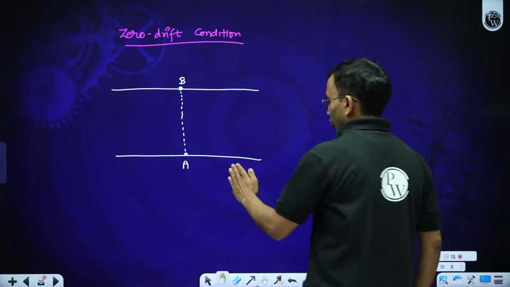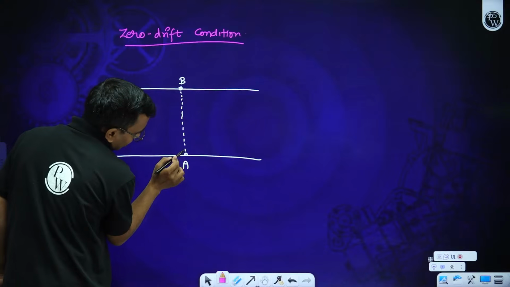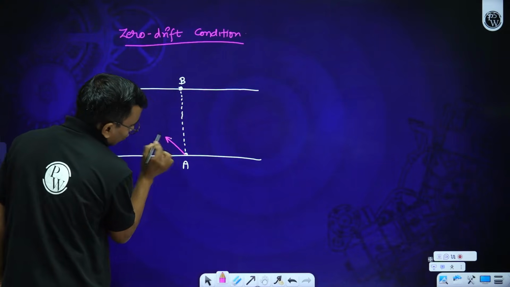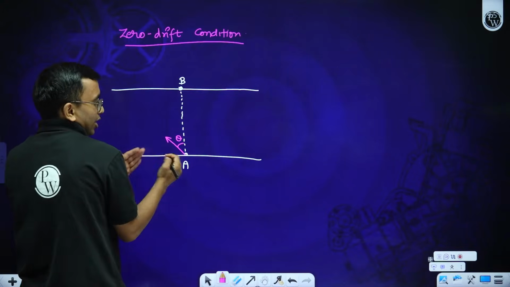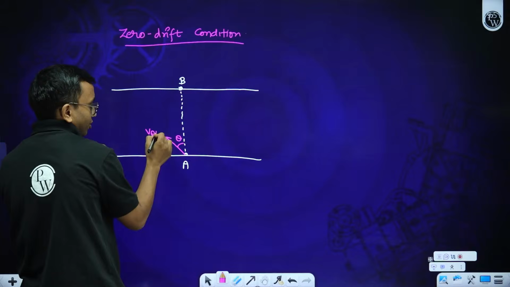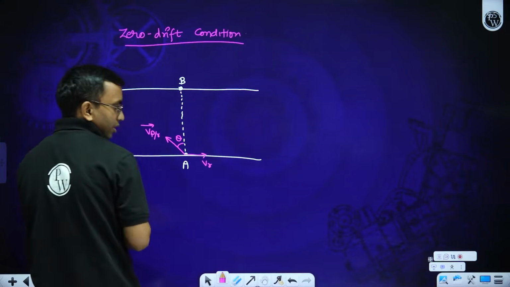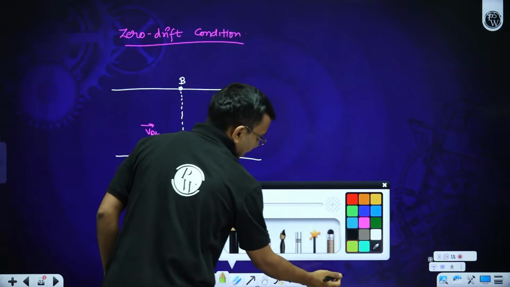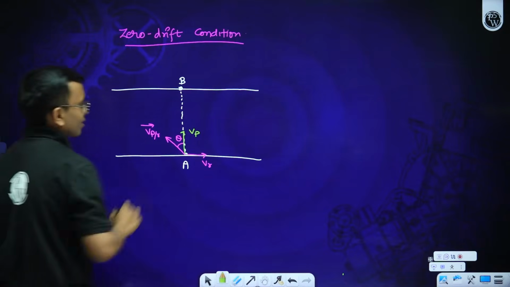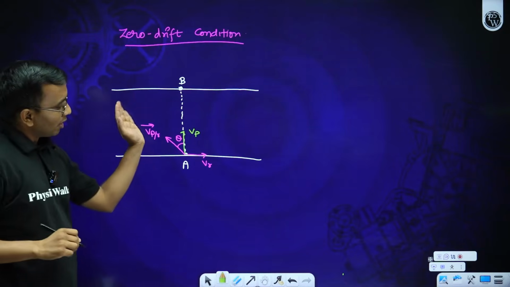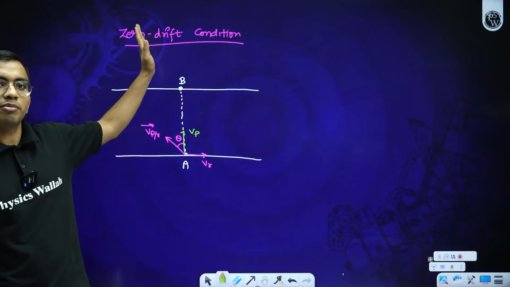Okay. So consider that the person is swimming in somewhat this direction at an angle theta. This is my velocity of the person with respect to the river. Now this vector plus the velocity of the river gives the resultant along this direction. This is the velocity of the person. In the horizontal direction it will cancel out, and in the vertical direction it will remain only.